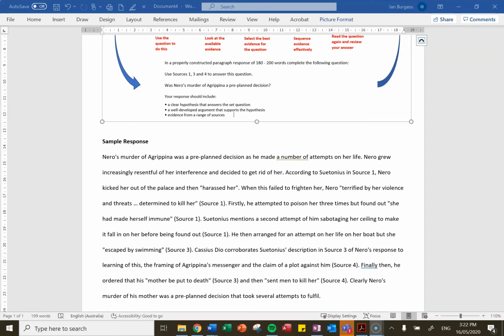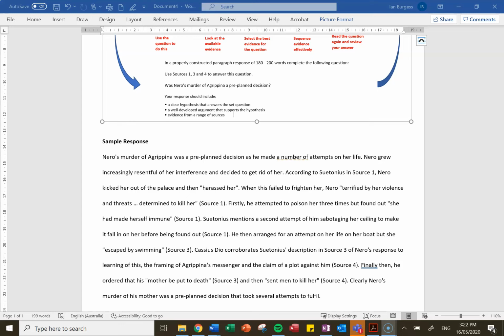All right. So our topic sentence there uses the words of the question and arrives at a clear opinion or a clear stance on the question. So, Nero's murder of Agrippina was a pre-planned decision as he made a number of attempts on her life. Because he doesn't just do it once and then give up, because he keeps trying to do it, that obviously indicates that he's thinking about what he's doing.